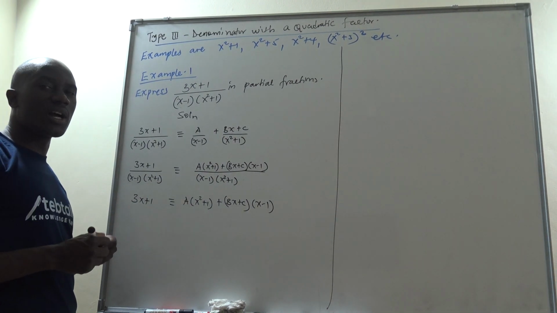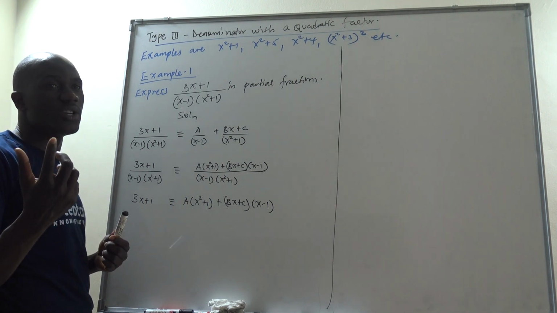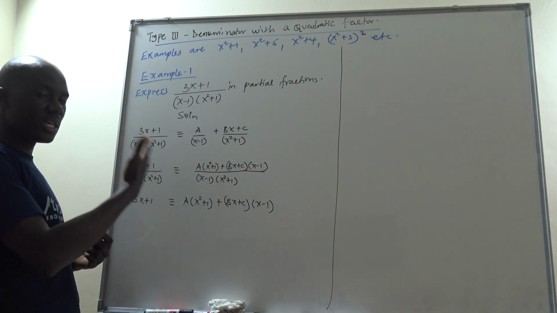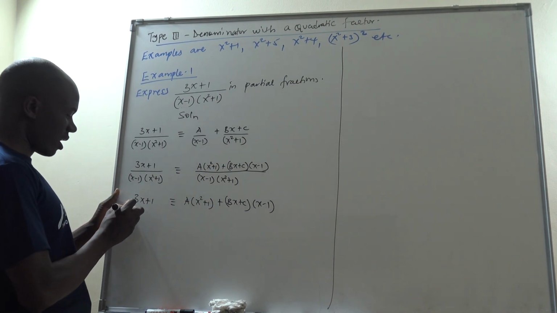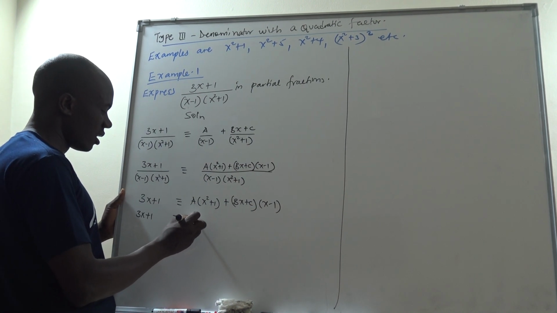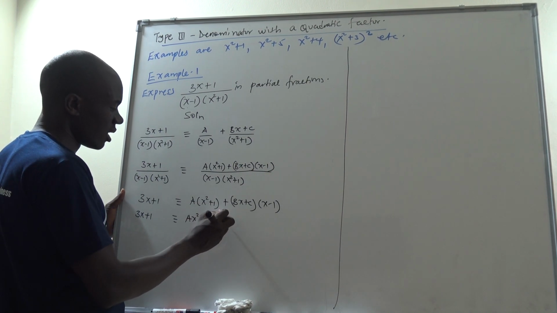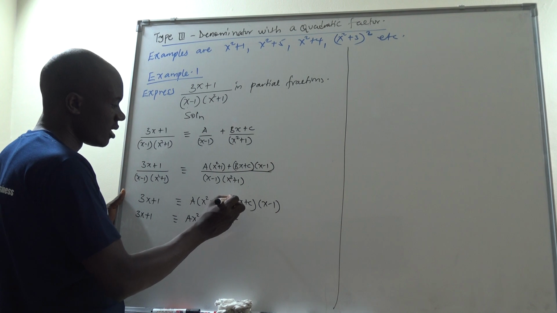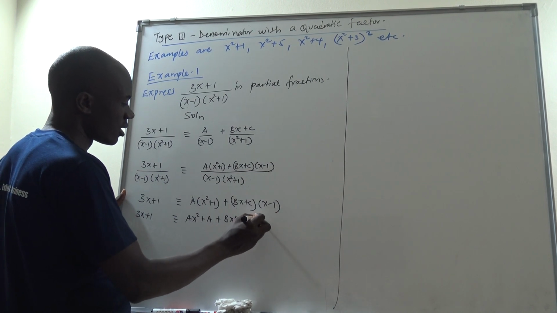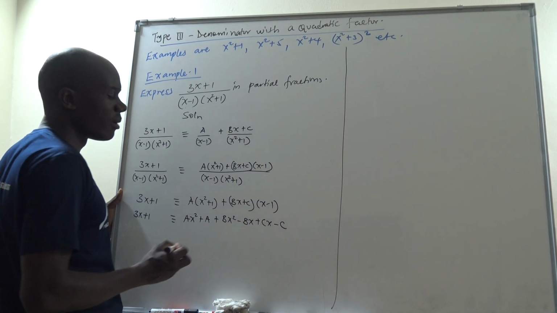We can use the covering up method, or I can use the idea of equating the monomials of the same coefficient. So what am I going to do with this? I'm going to first open the brackets, then equate. So we have 3x plus 1 is the same as ax squared plus a, then plus bx times x, we get bx squared, bx times negative 1, we get minus bx, plus c times x, we get plus cx, plus c times negative 1, we get minus c.